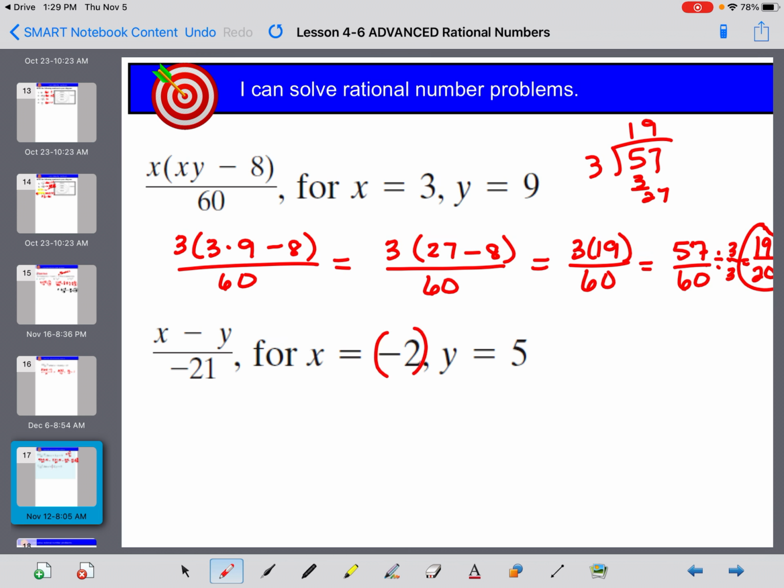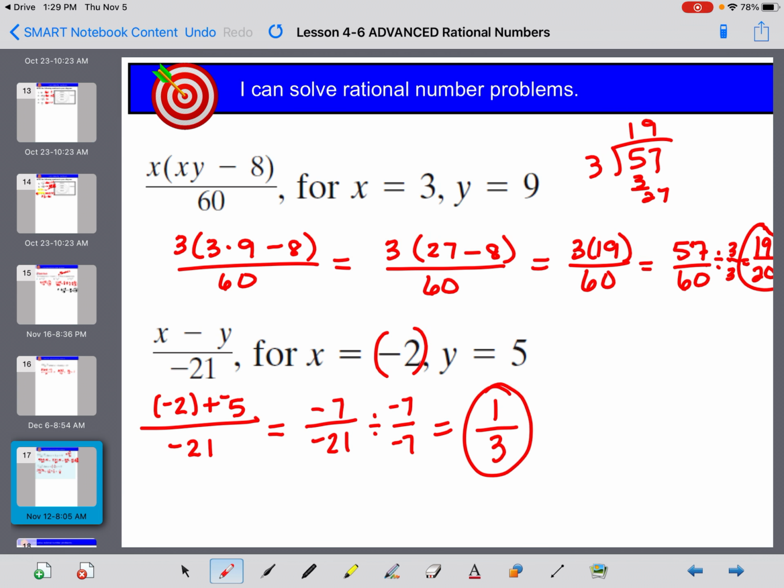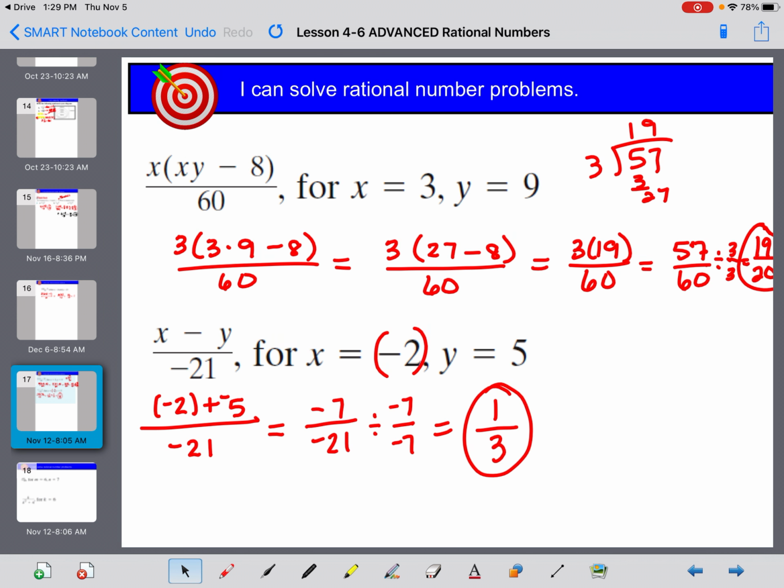All right, here I've got x is -2. Make sure you put parentheses around that -2 when you substitute it into the equation. -2 minus 5, that's the same as -2 plus -5, and I get -7 all over -21. I can simplify that by dividing the numerator and the denominator by -7 over -7, because they're negative on the top and the bottom. So I get 1 over 3. All right? Let's try one more.